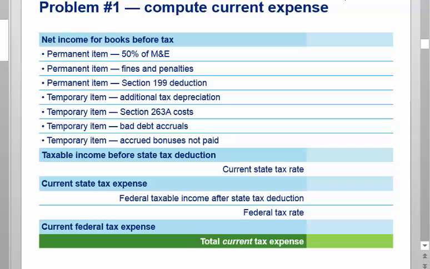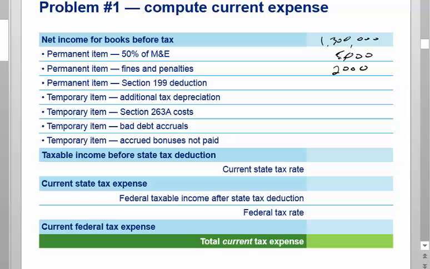So net income before tax. Louise, do you have a phone with a calculator? You're going to be my calculator guy because you're closer. All right. So net income before tax was what? 1.3 million. Perm items, 50% of meals and entertainment. Chen, what are we doing with that? We're going to add it back. 5,000. Okay. Perm item, fines and penalties. That was 2,000. That was the one I said was really easy.